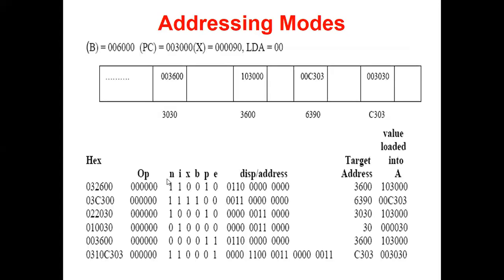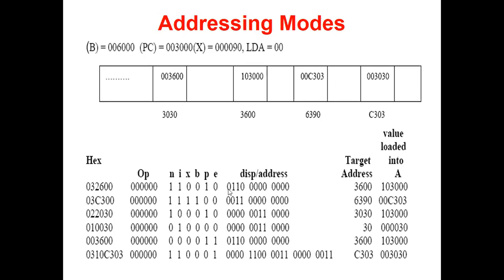Now, when we look at this instruction, N is 1, I is 1, X is a 0, B is a 0, P is a 1. So when B is a 0 and P is a 1, we have said that you take what is in the program counter plus the displacement. Now, contents of the program counter are given here. They are 00300.